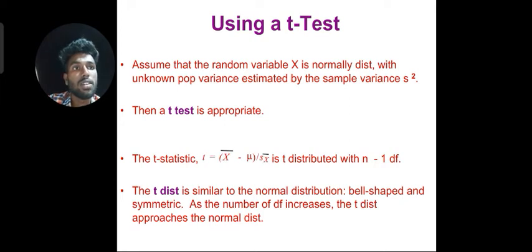Assume the random variable X is normally distributed with unknown population variance estimated by the sample variance s square. Then the t-test is appropriate. The t statistic, t equal to x bar minus mu by s x bar, is distributed with n minus 1 degrees of freedom. The t distribution is similar to the normal distribution, bell shaped and symmetric. As the number of degrees of freedom increases, the distribution approaches the normal distribution.